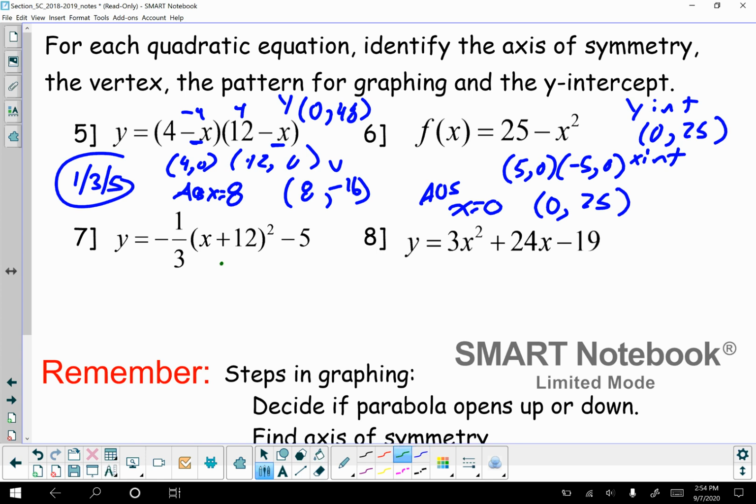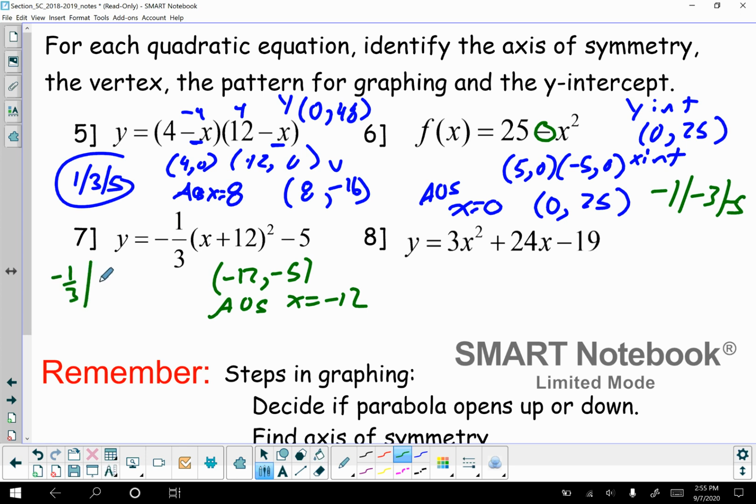Next problem, I'm going to have a vertex of (-12, -5). Axis of symmetry is x equals negative 12. This opens downward. This top one in our pattern graphing would be negative 1, negative 3, negative 5 because we had the negative on the x squared. This one, our pattern graphing is going to be negative 1/3, negative 3/3, which is just negative 1, and then negative 5/3. We could make that 3/3 if it makes you feel better about it.